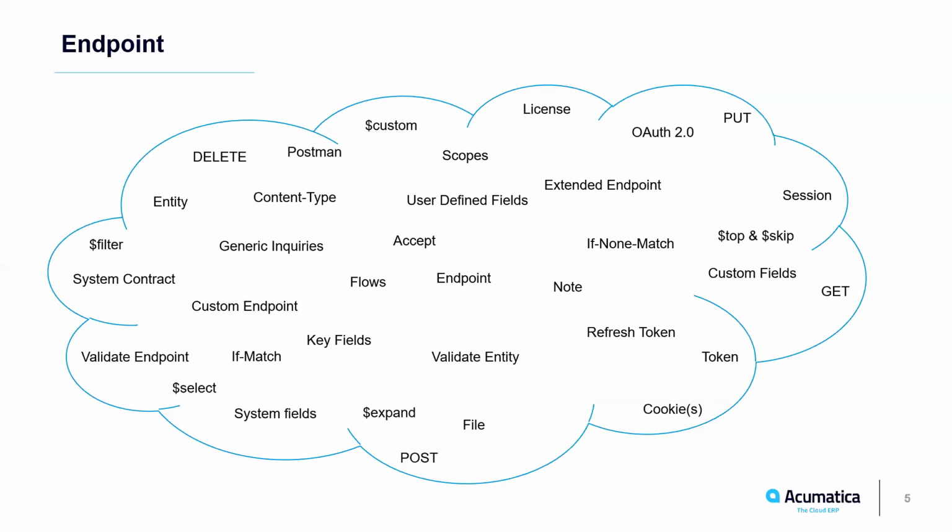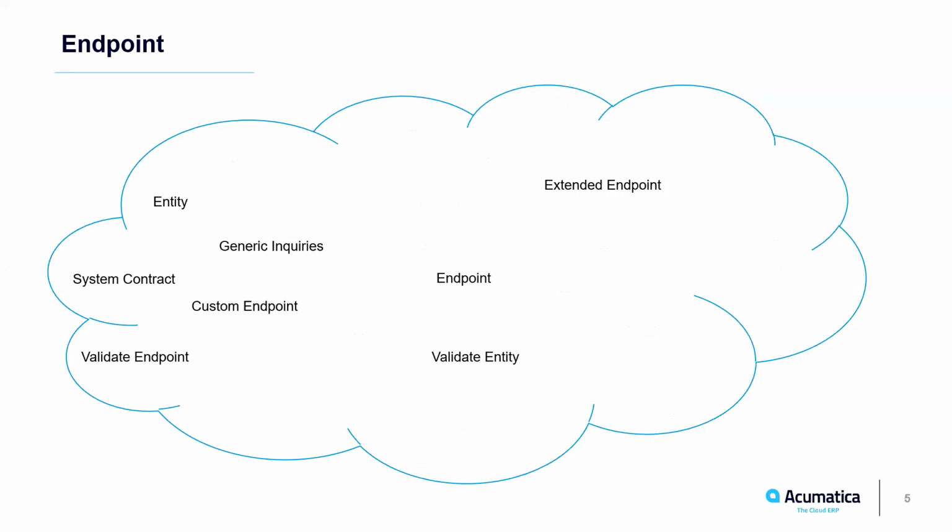So first of all, if we mention the keyword endpoints, what here can be related to endpoints? Basically, if we remove all the keywords that aren't related, here are those that are left. We have entity, extended endpoint, endpoint, custom endpoint, generic inquiries that you can put inside the endpoint, and we also have validate endpoint and validate entity. We also have the system contract. So what are each of these?